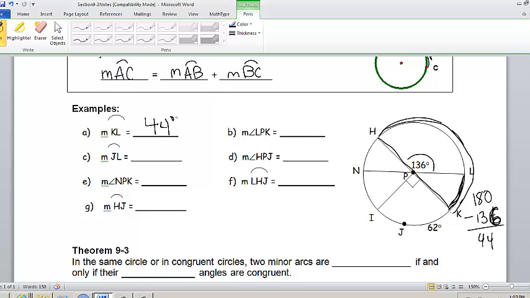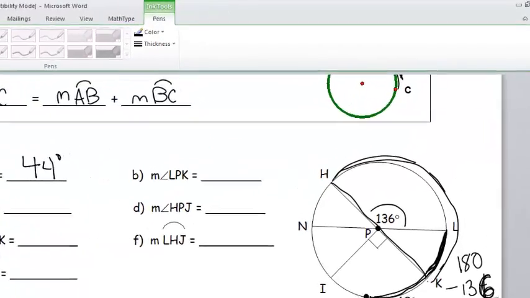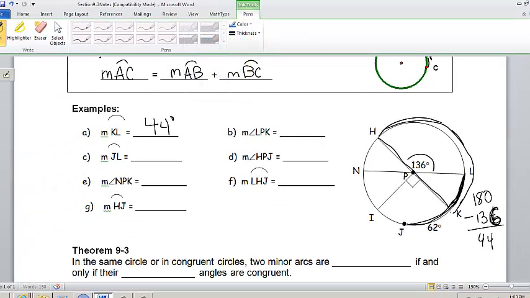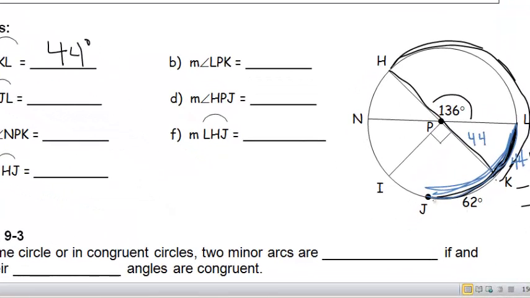JL, let's see, it's from here to here. Let's get some different colors here. Okay, so JL is this arc. It consists of KL, which remember was 44. The angle will be 44 and the arc is 44, so they're equal. Central angle equals the arc. And then J to K is 62. So I just need to take 62 plus 44 to get my answer of 106.